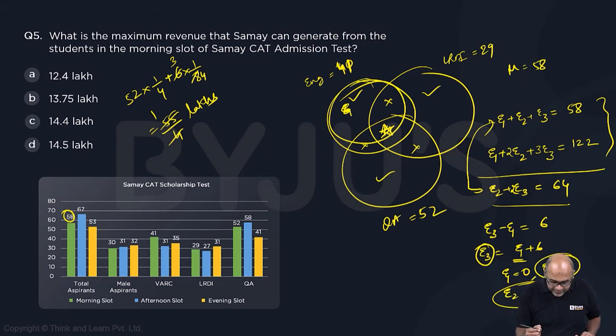Yeah, this is lakhs, right? Yes. Did I make an error somewhere? 52 into 1/4 plus 6 into 1 by 8.